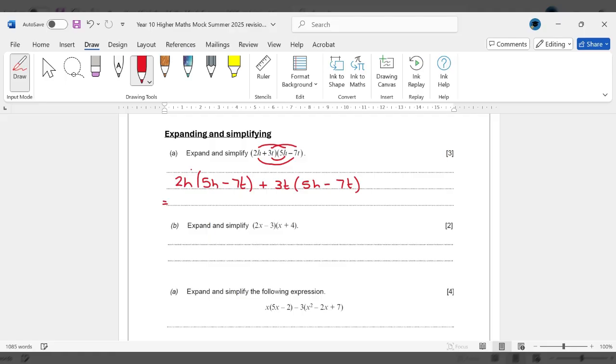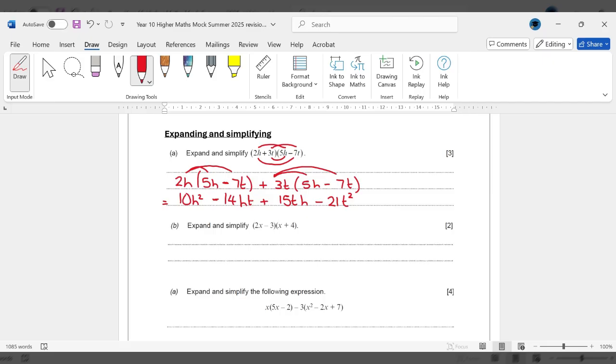So 2 times 5 is 10, h times h is h squared. 2 times 7 is 14, h times t is ht, or th, whatever you prefer. There's a minus, we're actually timesing it by minus 7t, so that's negative. And then in this one, plus 3t times 5h, 3 times 5, t times h. And finally, plus 3t times minus 7t. Again, a plus times a minus is going to make a minus. 3 sevens are 21, and that would be t squared.